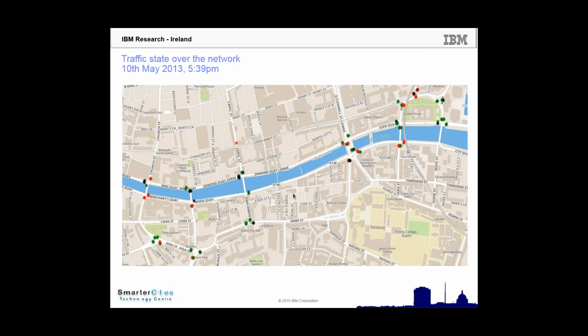So this is an example of the classification system at a specific instant of time. In this case, the data are from the 10th of May 2013, and this picture is taken from a specific time in the afternoon, 5:40 p.m. more or less. As you can see from the picture, the traffic is of course quite congested, but actually there are some sensors that are in free flow.